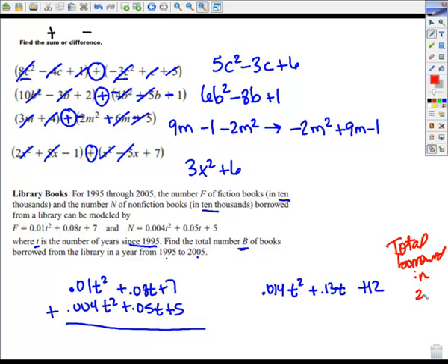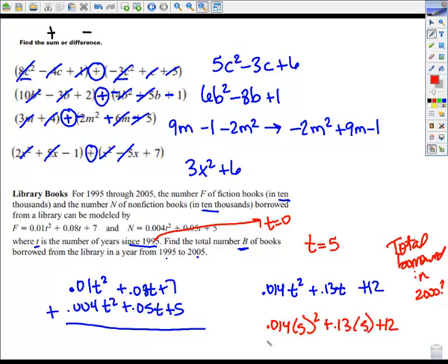in 2000. Well, I have to understand then that my T is 5 because 1995 is year 0, so 2000 is 5 years later. So I'll go ahead and substitute, and that's what I did. I put the 5 in for the T, and now I'll go ahead and do my calculations. Remember that when you do this, you have to square first and then multiply. So this is going to end up giving us a 0.35 plus 0.65 plus 12.